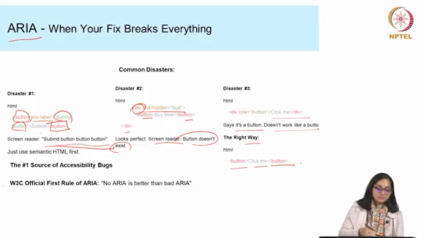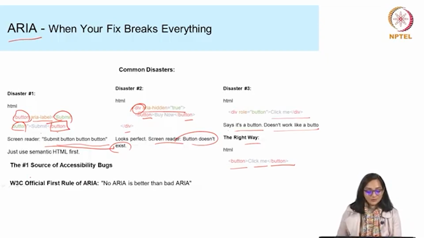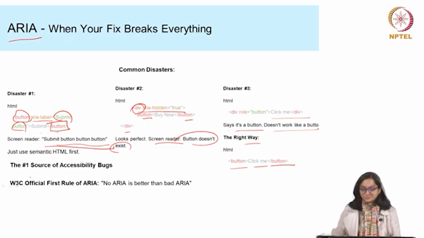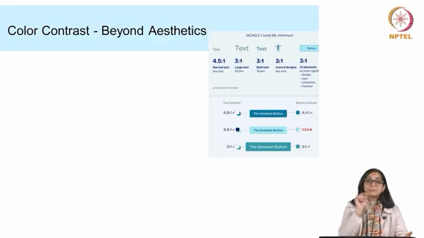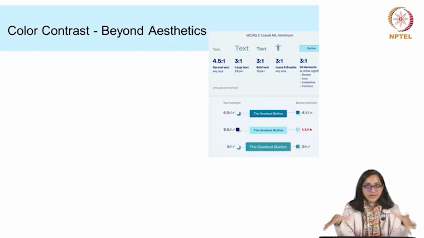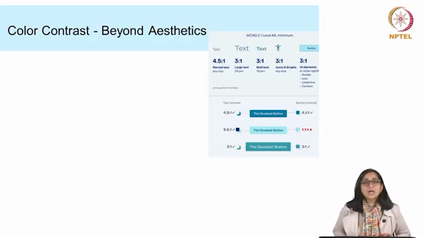So there is an official W3C rule which says no ARIA is better than bad ARIA. Now let us come to some other aspects. We did talk about specialized analyzers in the beginning of this session, and now we have moved across all of those different kinds of accessibility evaluator tools. Now we will talk about your color analyzer tools, for example.